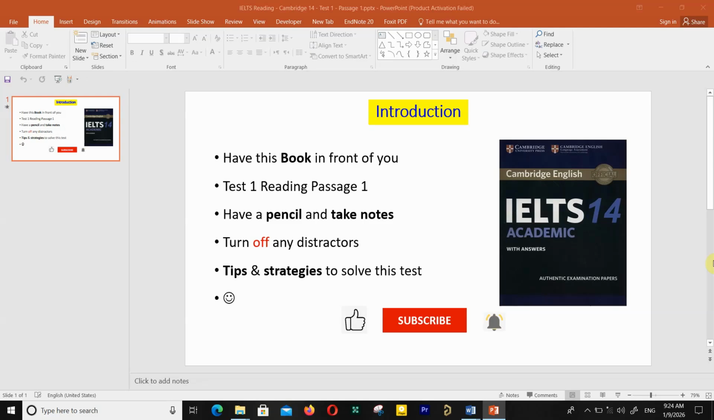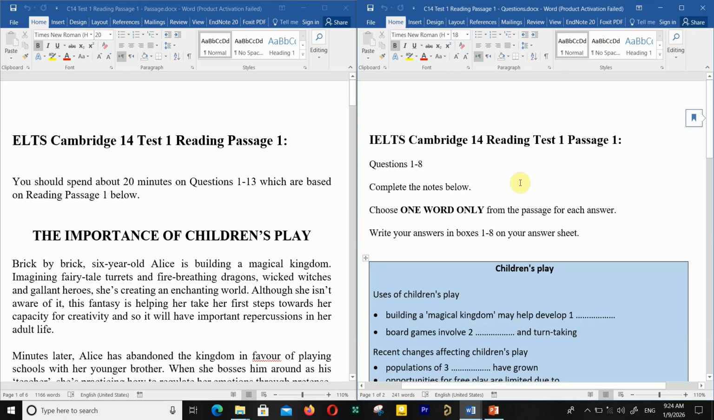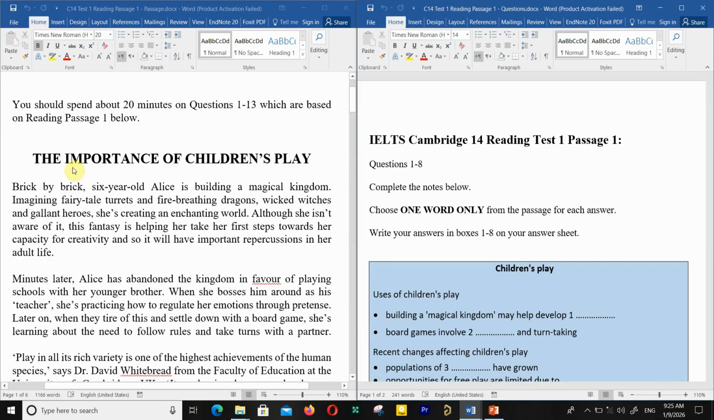Let's jump into it. As always, I split the page into two halves. On the left hand side, you can see the passage, and on the right hand side, you can see the questions relating to this passage. Cambridge 14, Test 1, Reading Passage 1. The importance of children's play. This is the title of this passage. And here are all the questions.